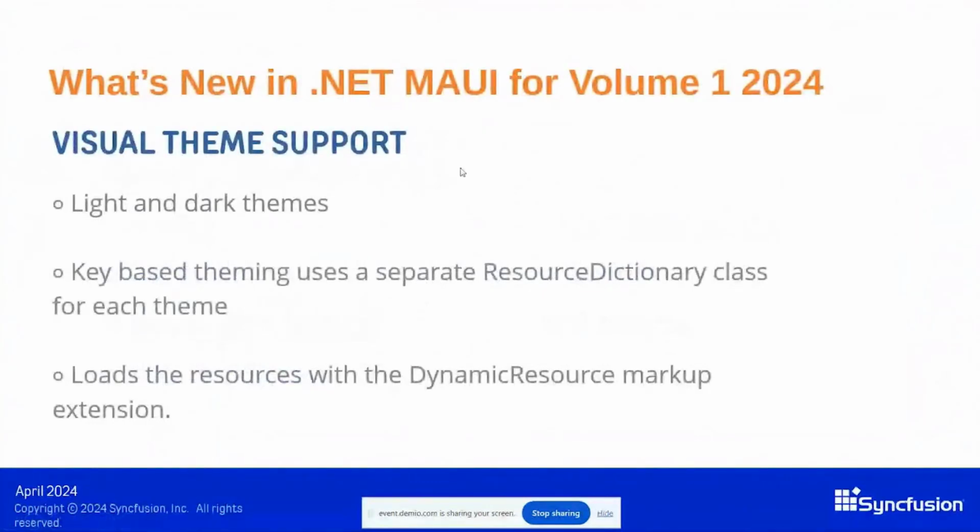In the Volume 1 2024 release, we have provided support for visual theme. It has light and dark theme support. As we discussed earlier in the chat application, you can customize the theme based on the keys. For that, you need to use a separate resource dictionary class for each theme. And we have provided the support to load the resource with a dynamic resource markup extension.